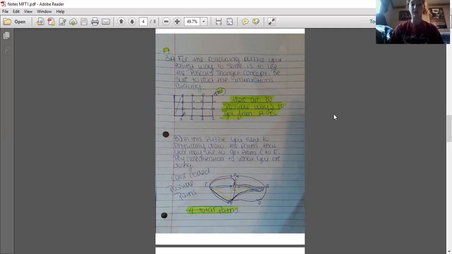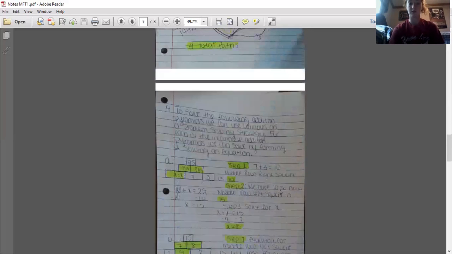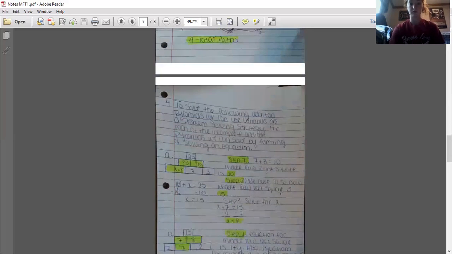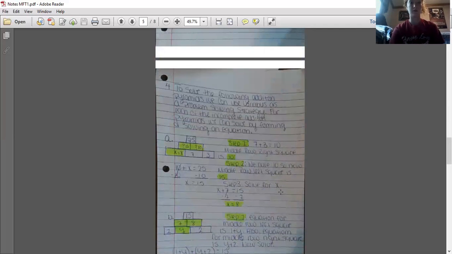In part B, in this puzzle, you need to physically draw the paths that you may use to get from C to E. Pay close attention to what you were doing. I color-coded the possible paths, and I ended up getting 4 paths here.